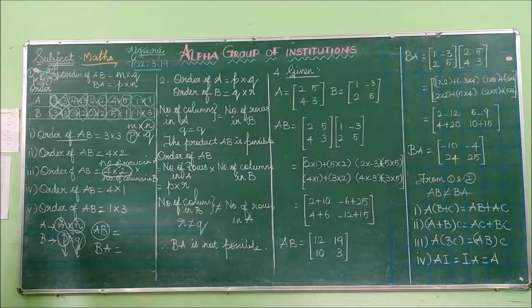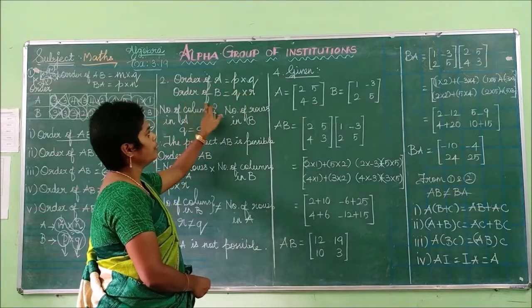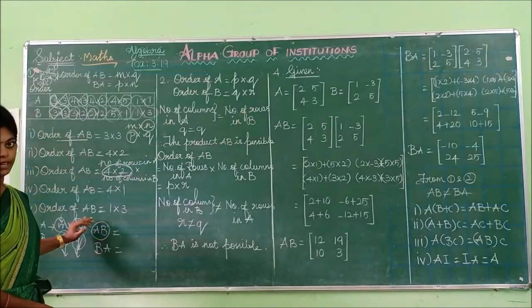Then listen to the second problem. So what is the second problem question? If A is of order P cross Q, B is of order Q cross R, what is the order of AB and BA? So listen here, the given A is of order P cross Q, B is of order Q cross R. What is the order of AB and BA? So first write order of A which is equal to P cross Q, order of B which is equal to Q cross R. So using this condition you have previously learned.